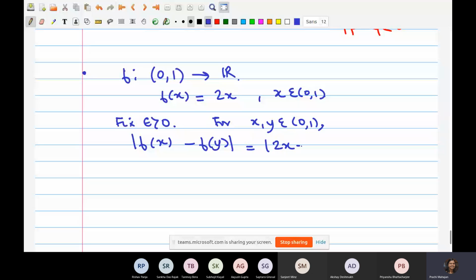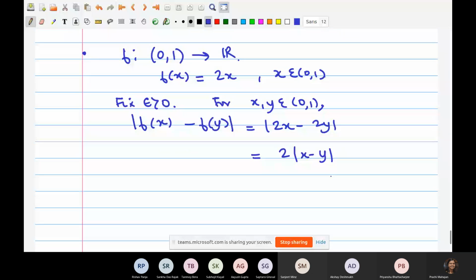So this is by definition 2x minus 2y, which is 2 times x minus y, right? Now, how should I choose my delta in this case? Can somebody help me out here? How should I choose my delta? Epsilon by 2. You choose delta to be epsilon by 2. Yeah, so let me write that down. Thank you very much.